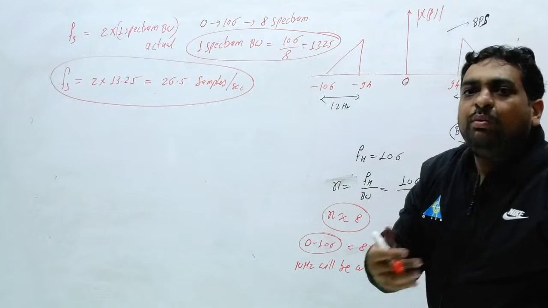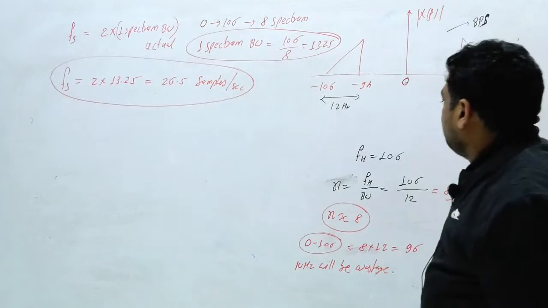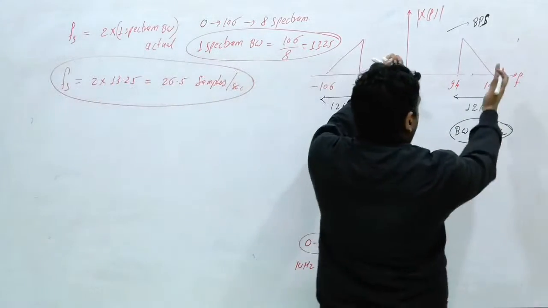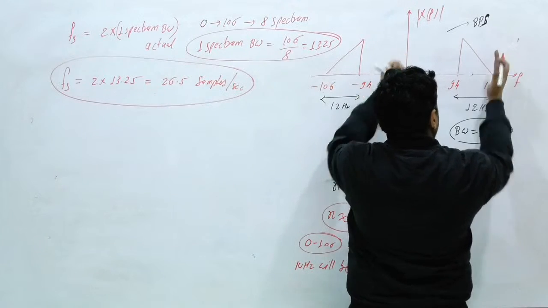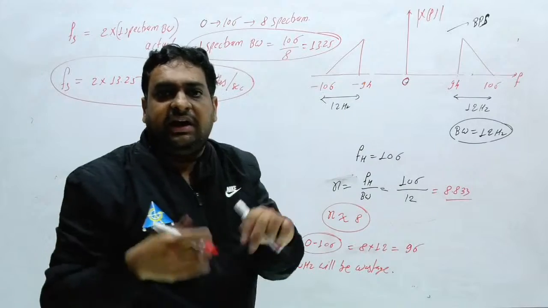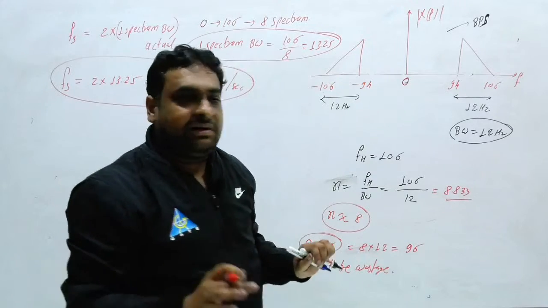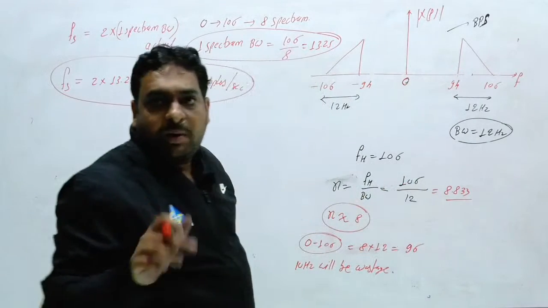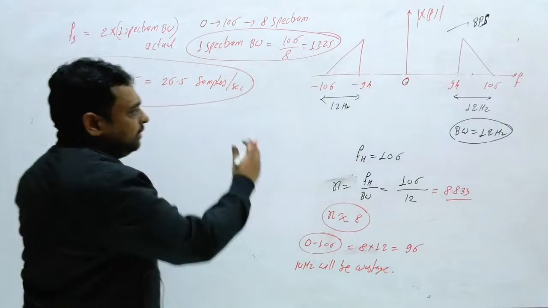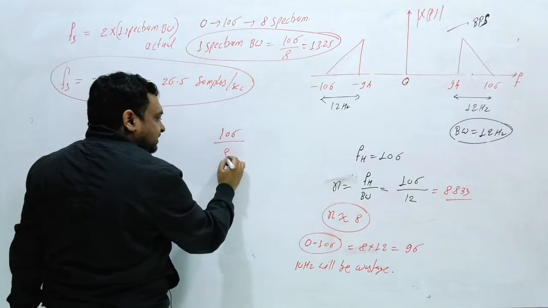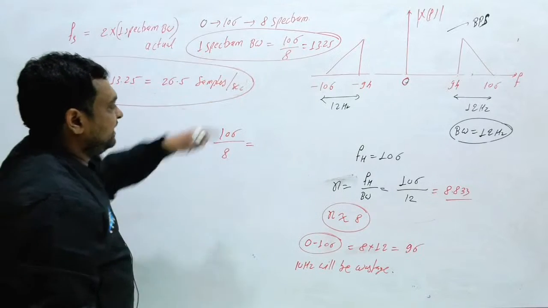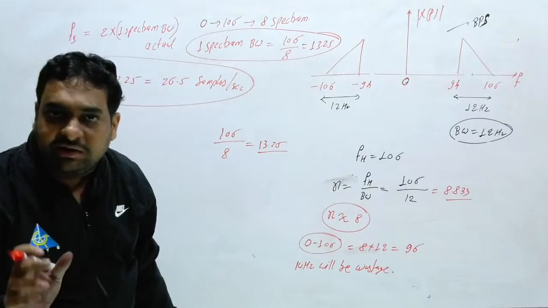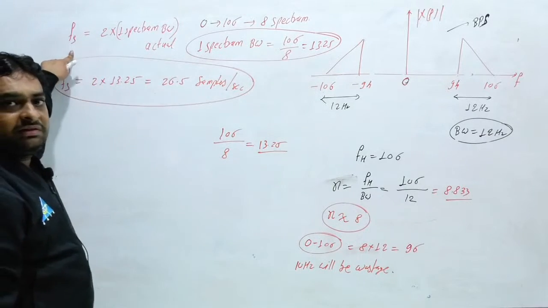Again I am telling you how we can find it out. First you have to find out how many spectrum can be possible here, an integer value. If you are getting 8 point something or 9 point something, take 8. So 8 spectrum are present here. For one spectrum, how much bandwidth is required? Total bandwidth is 106 and 8 spectrum, that is 13.25. So find the one spectrum bandwidth and multiply by 2; that is the sampling frequency.